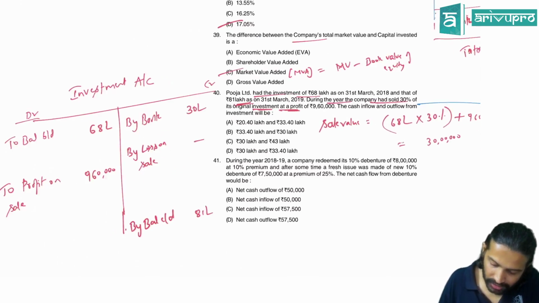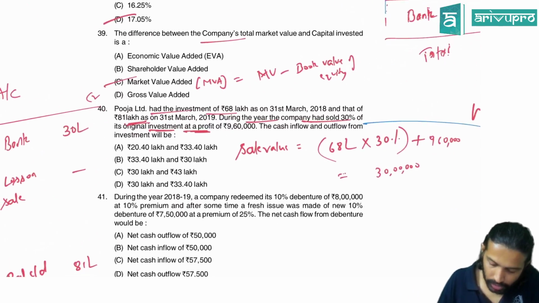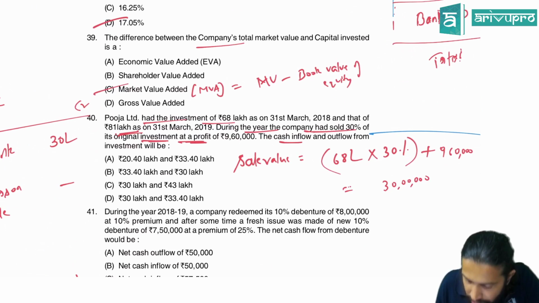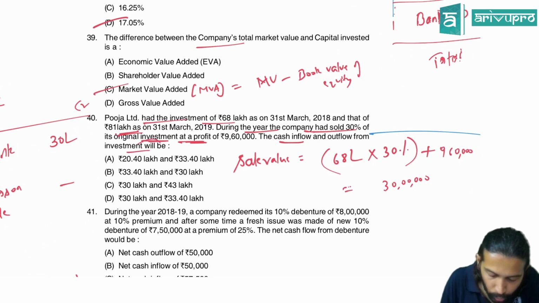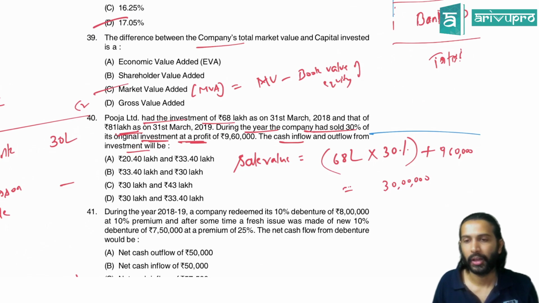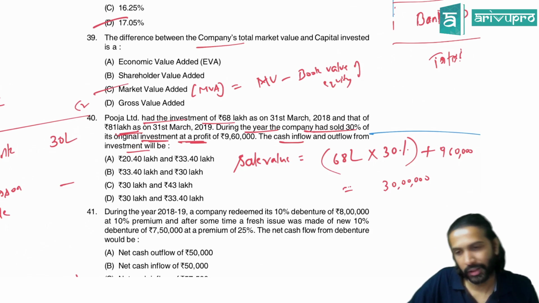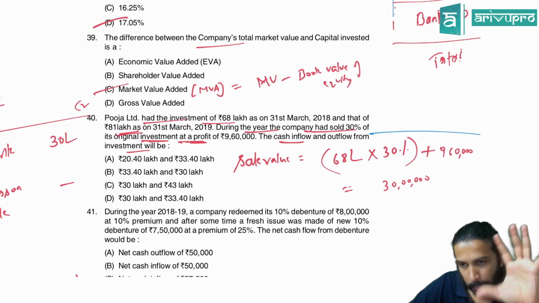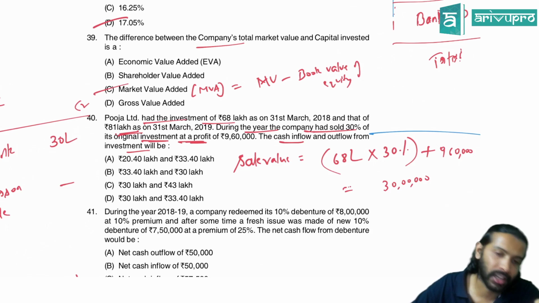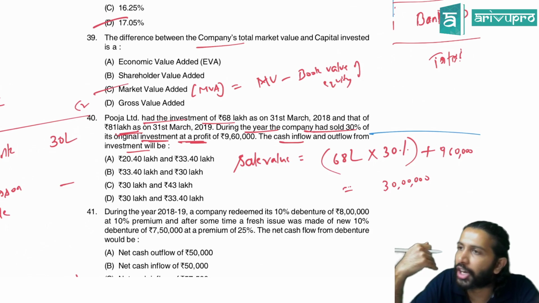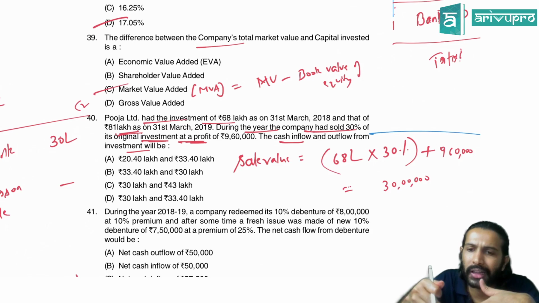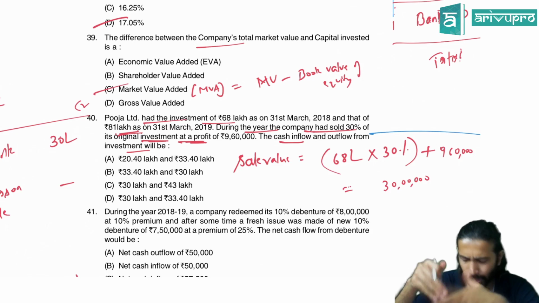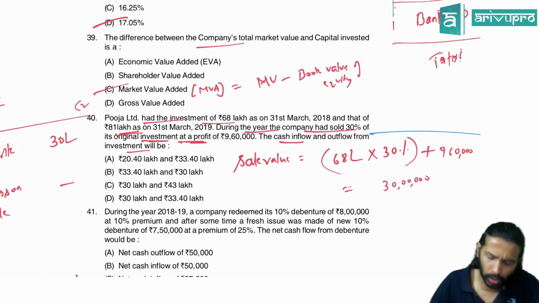9,60,000. So these are the data they have given. Check the requirements. The cash inflow and the cash outflow from investment will be how much? If you purchase investment in cash flow statement, you will show this as investment activity, correct? Both purchase of investment and sale of investment are investment activity. When you purchase the investment, cash will go out. When you sell the investment, cash will come in. So that's what they're asking. How much is cash inflow and cash outflow?